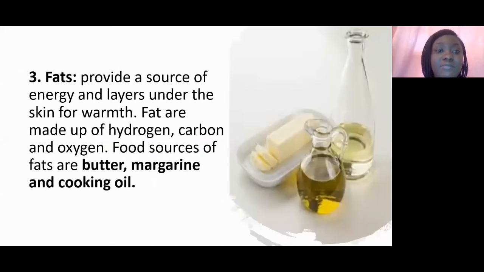Last class, we said that fats, like carbohydrates, is also a nutrient that is used to provide us with energy. Although carbohydrates, remember, was the main source of energy, that's the nutrient that we get the most energy from, fats is also an important nutrient. Fats, along with providing us with energy, also provide us with a layer of fat under our skin to provide warmth, right? So it insulates our body, or it keeps the heat inside of our body. Foods rich in fats are butter, margarine, and cooking oil.